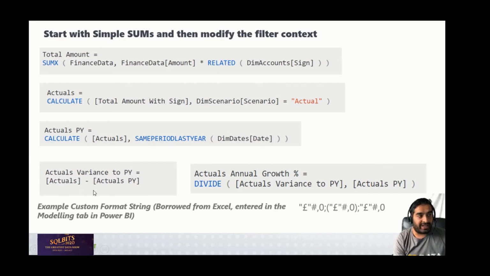Actuals variance to prior year is actuals less prior year actuals, and then the annual growth uses those two to give you a percentage. The real power of something like Power BI and DAX is that these measures can be shown in their own right. You can have a chart that just shows the annual growth percentage broken down by region, by date, by anything, without having to reference all the rest of these in a single formula. Really powerful stuff there. And then we also made sure we formatted our measures. We used negative numbers in brackets here, and this is a format string that would be used in something like Excel as well.